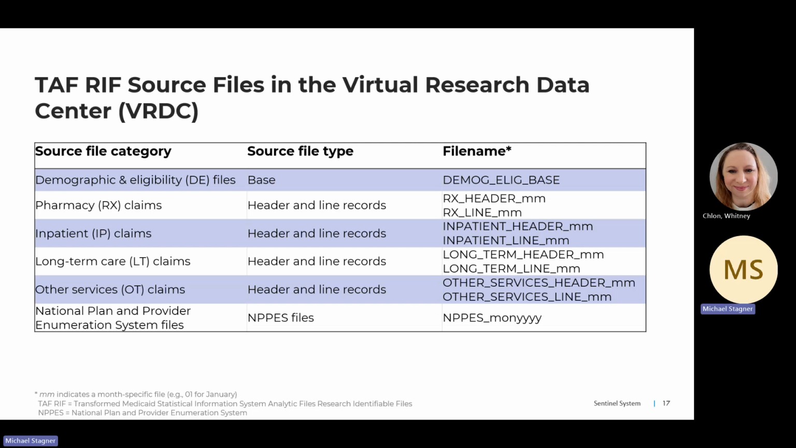So users with 100% data access or the monthly files will see the same file names as are listed here in the VRDC. If a user is working from extracts, which are annual tables, the names will be slightly different. They won't have these monthly suffixes. And if users are wishing to crosswalk between TAF files and Sentinel Common Data Model files, they're encouraged to review the technical specifications for the ETL for more detail, because the variables won't be a one-to-one.